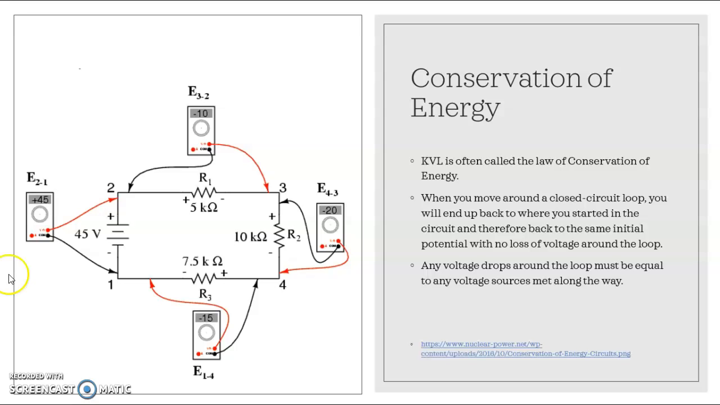So if you look at this picture here on the left, you see several multimeters placed around a circuit with a 45 volt source, a 5 kilo ohm resistor, a 10 kilo ohm resistor, and a 7.5 kilo ohm resistor. And so you see the voltage drops are plus 45, negative 10, negative 20, and then negative 15. So what you want to do to apply KVL is get the sum of all these voltage drops, and they equal 0, proving KVL.